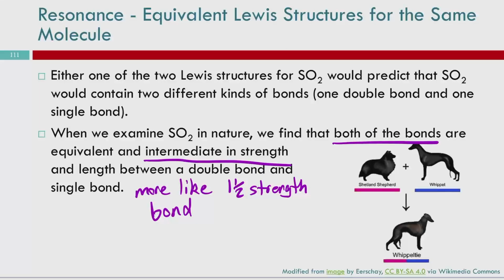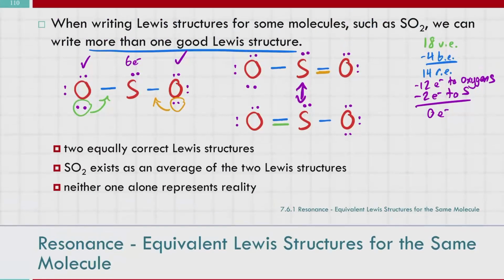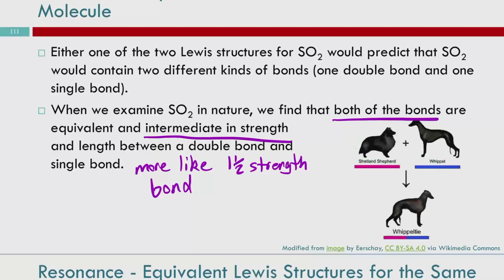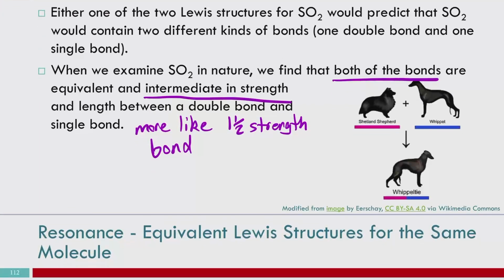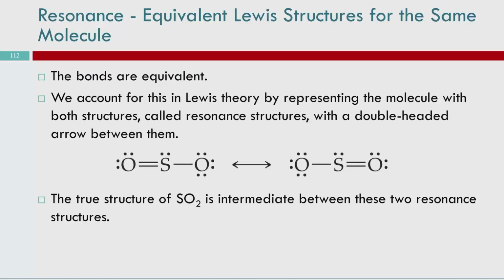And so what reality is doing is taking these 2 Lewis structures and merging them together. It's kind of like if you breed cats. If you mix 2 cats together, the cat that you get out should look like both of the parents. It would be some sort of hybrid. And so that's what we're doing, but for molecules. Yes, so the bonds are equivalent. And so we just draw this double-headed arrow.